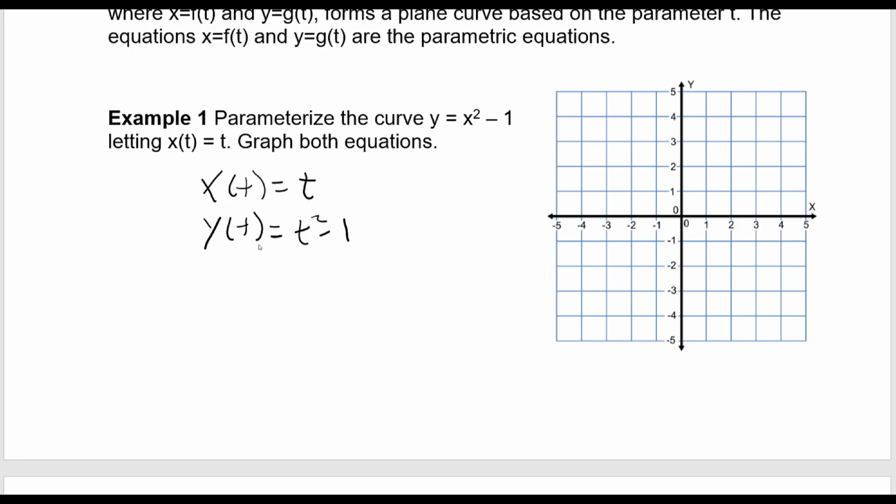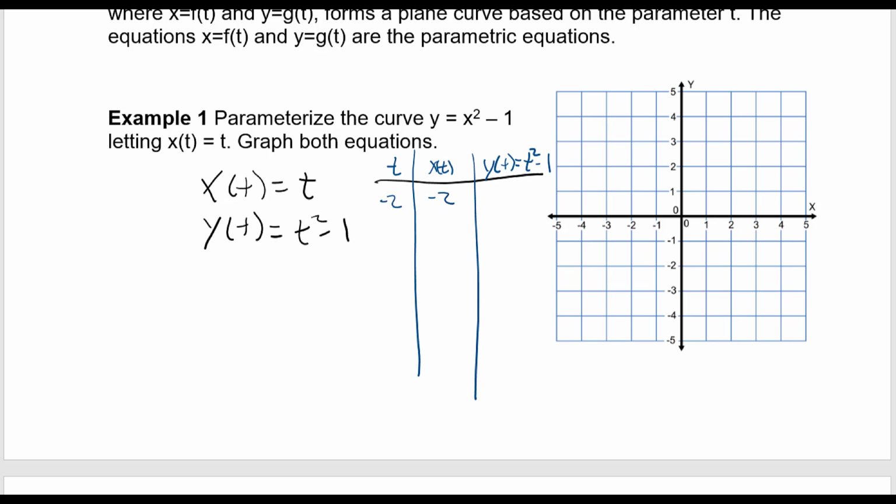If we were to graph this, I've got to think about where we should start, so we'd come up with multiple columns. We would have t, then x of t, which is just going to be the same as t, then y of t, which is t squared minus 1. So let's start at negative 2. If we go negative 3, it's going to be too big. So for negative 2, we get negative 2 for x, and negative 2 squared minus 1 is going to be 3.